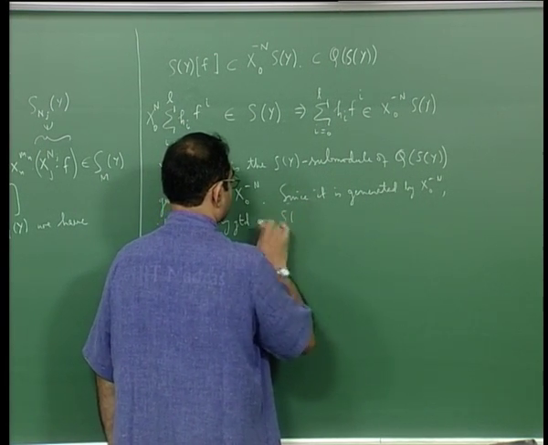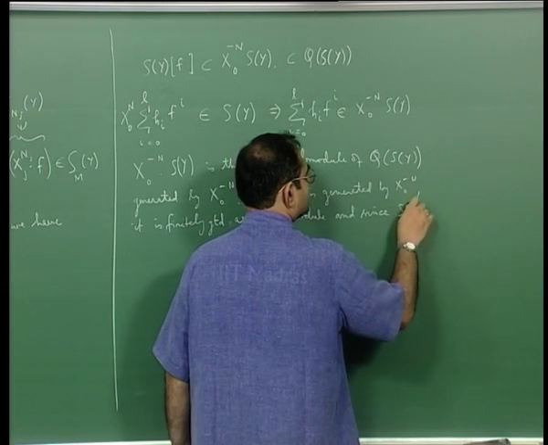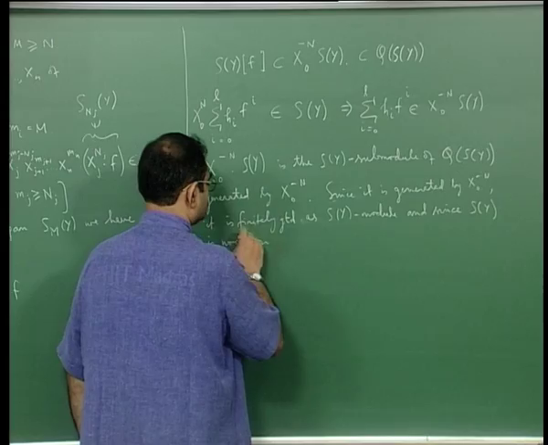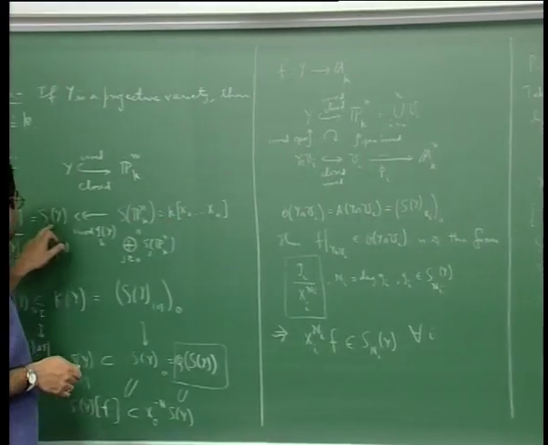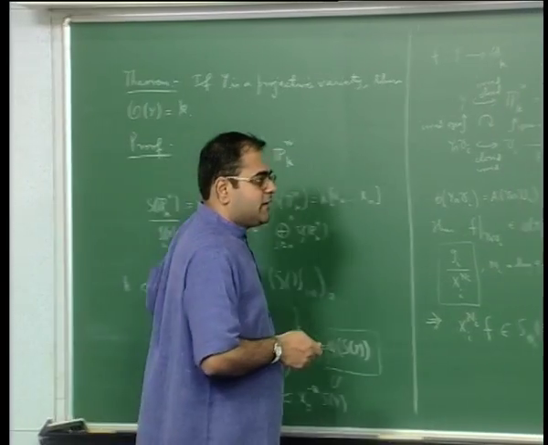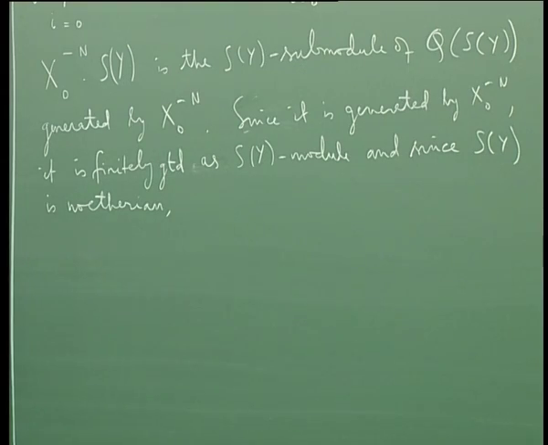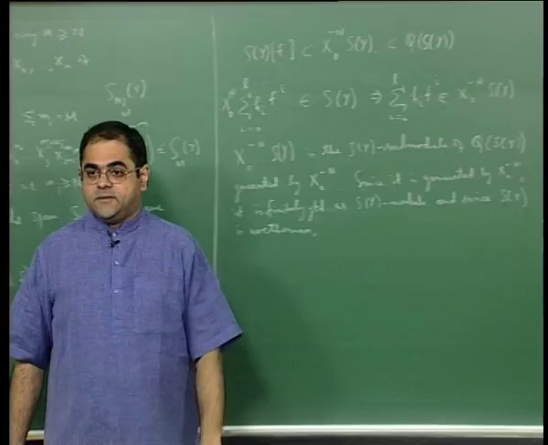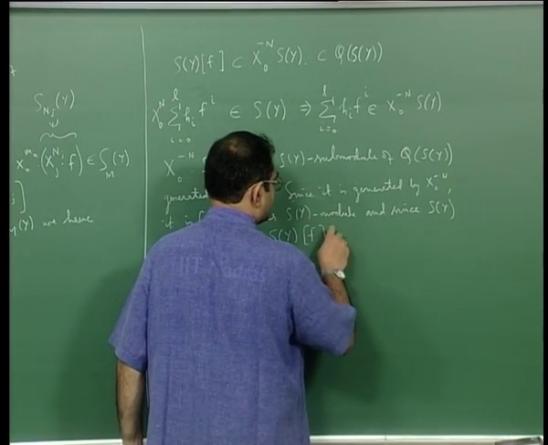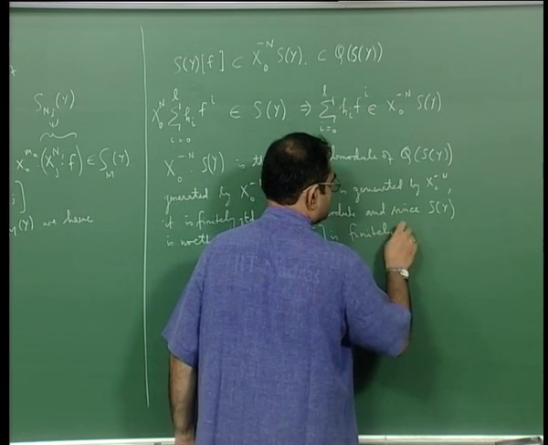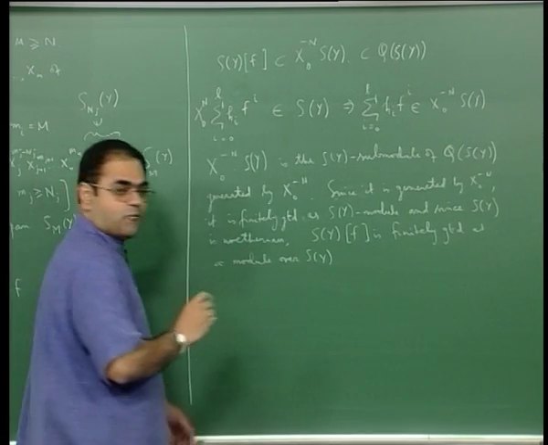over Sy as an Sy module, and since Sy is Noetherian, this is where we are using the fact that the polynomial ring is Noetherian. The polynomial ring is Noetherian, and Sy is just a quotient of a Noetherian ring. A quotient of a Noetherian ring is also Noetherian. Therefore Sy is a Noetherian ring, and any finitely generated module over a Noetherian ring is also Noetherian, and every submodule of it is also finitely generated. So the final conclusion is that Sy of f is finitely generated as a module over Sy. This is what I want.